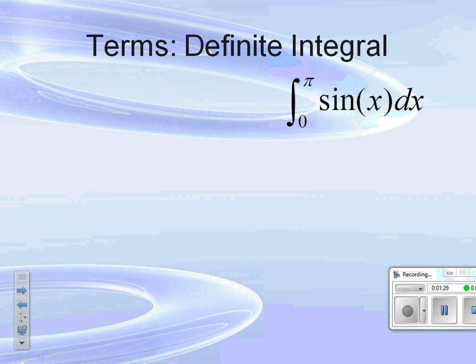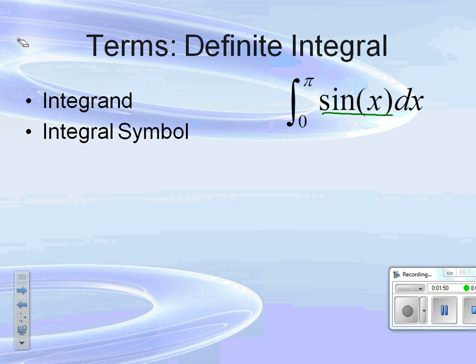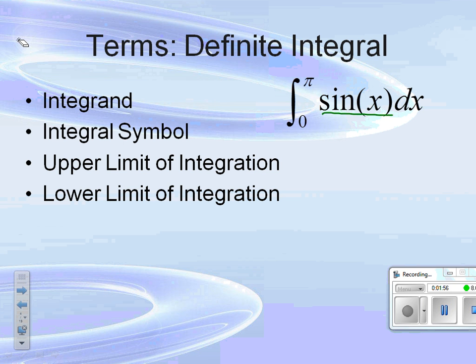Okay, some terms you're going to need to know. What I have written on the board there is known as a definite integral. The integrand is simply the function that falls behind the integral. So I would say I'm going to integrate the sine curve. The integral symbol, of course, is the thing that looks like the letter S. The upper and lower limits of integration.